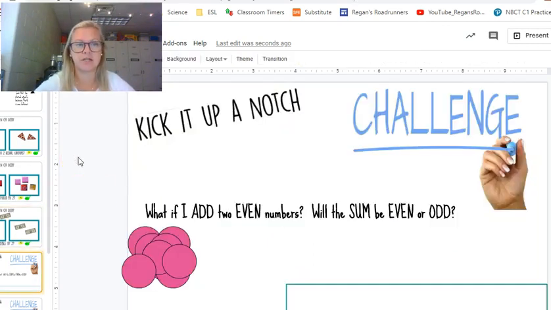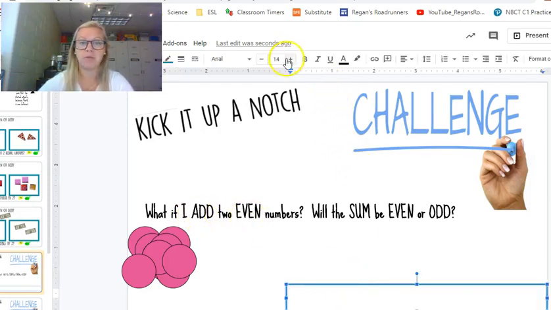Okay, so let's kick it up a notch here. Let's have a challenge. What if I add two even numbers together? Will the sum be even or will it be odd? And remember, sum just means my answer in an addition problem. So if I'm adding, it's really hard to think of this way with just a lot of words. So let's pick some easy numbers. If I'm adding two even numbers, I'm going to come up with two easy even numbers. Let's do 2 plus 4.